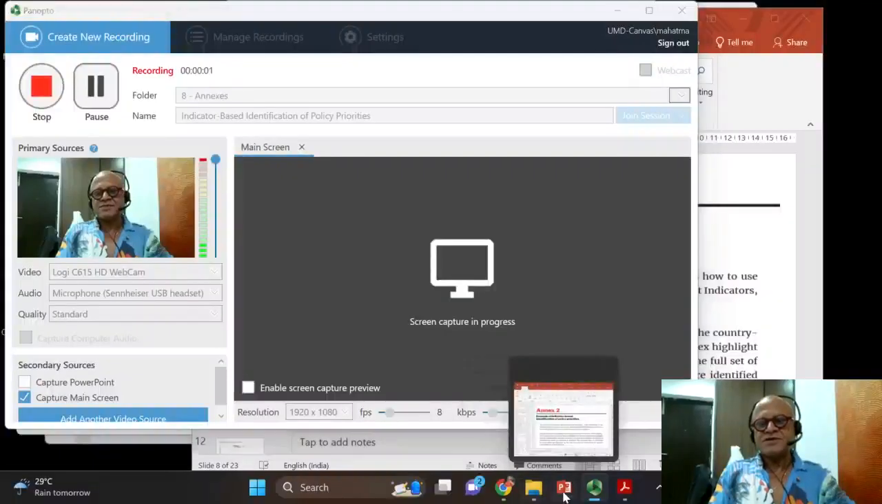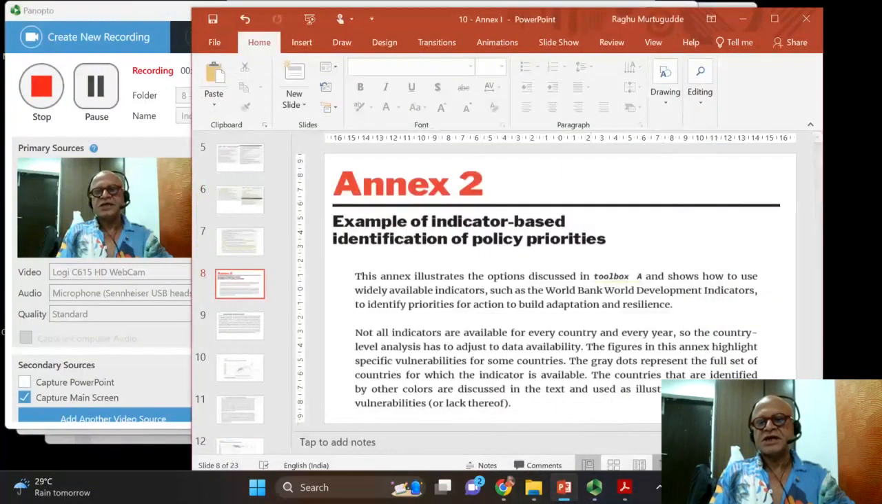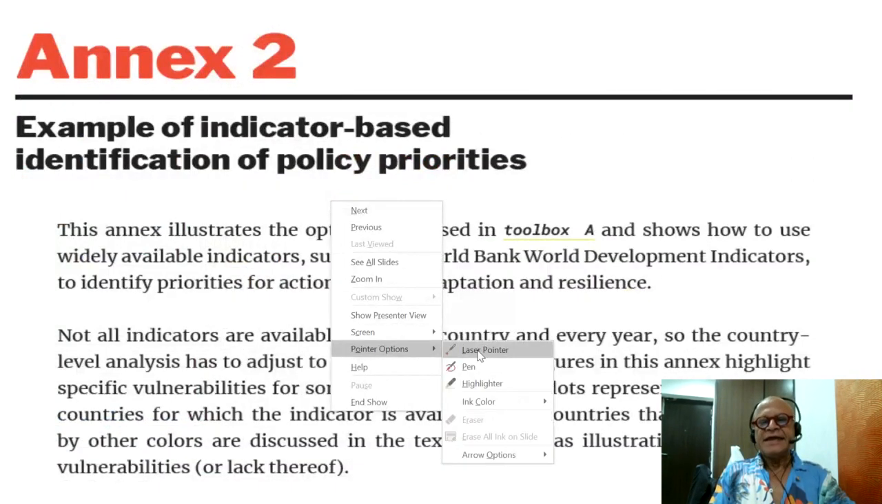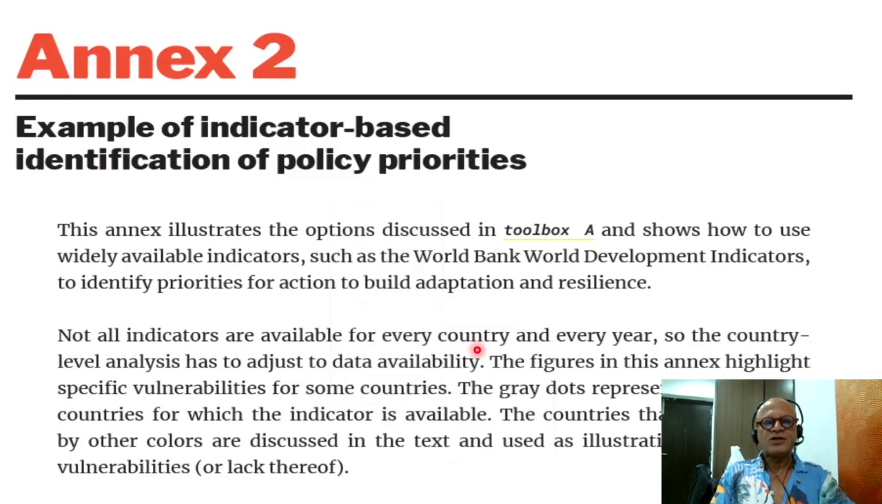Okay, let's wrap this up with the second annex, which is a very nice one actually. Examples of indicator-based identification of policy priorities, which shows some data and some interesting results, as I mentioned before. This annex illustrates the options discussed in Toolbox A and shows how to use widely available indicators such as the World Bank's World Development Indicators to identify priorities for action to build adaptation and resilience. So you can go back and look at Toolbox A.